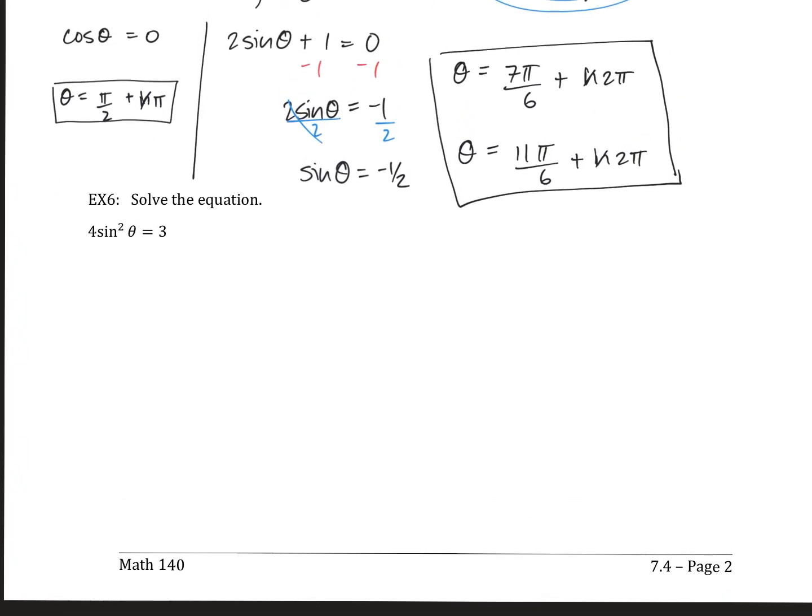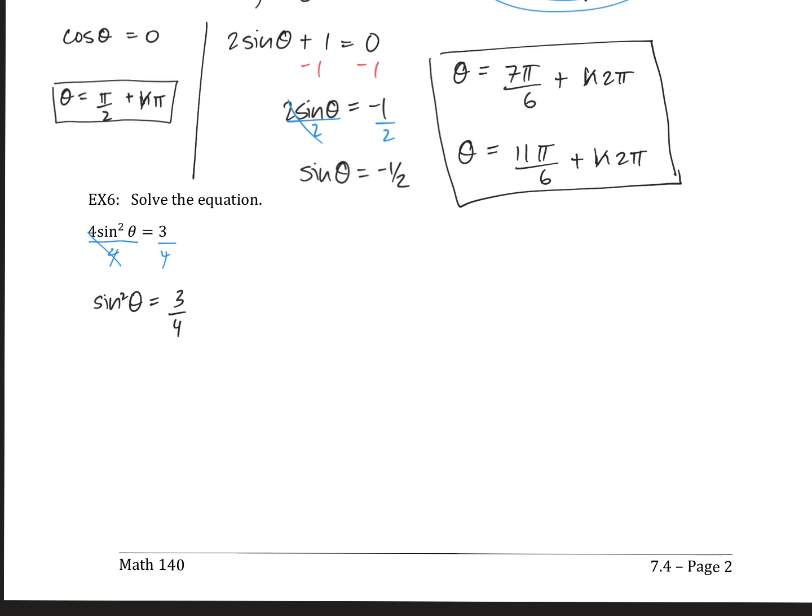So let's take a look at the last example for 7.4. Solve the equation for 4 sine squared theta equals 3. Alright, so how do we get sine squared by itself? That's the first thing we want to do. We'll go ahead and divide both sides by 4. Then we'll end up with sine squared theta equals 3 over 4.